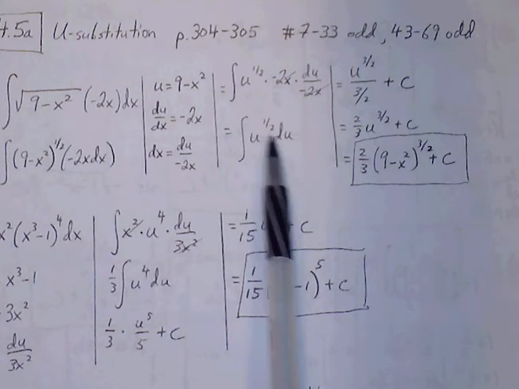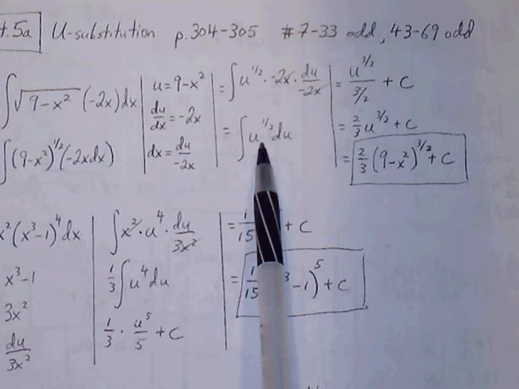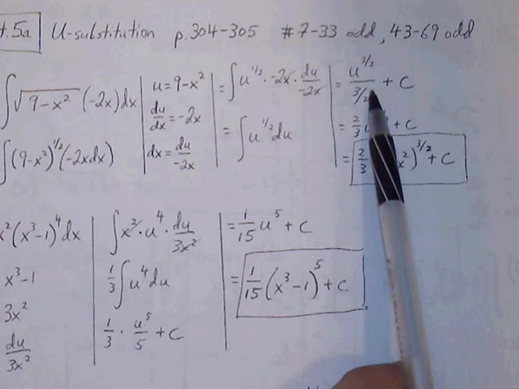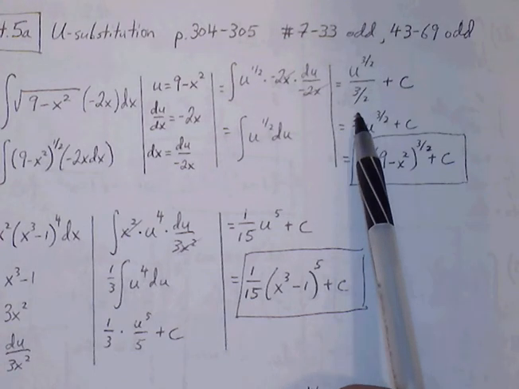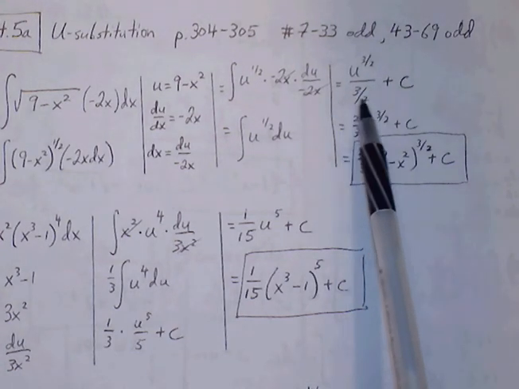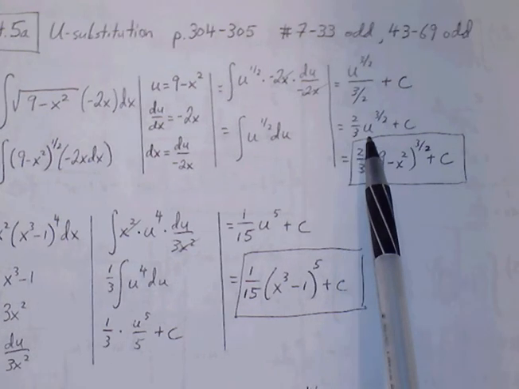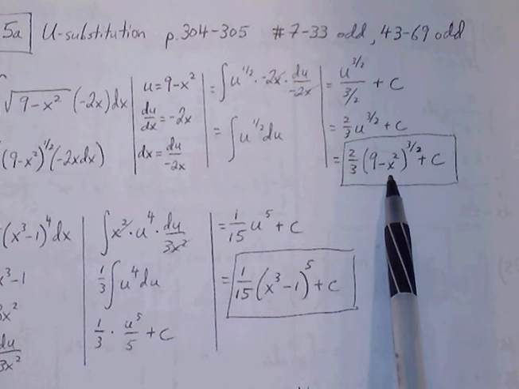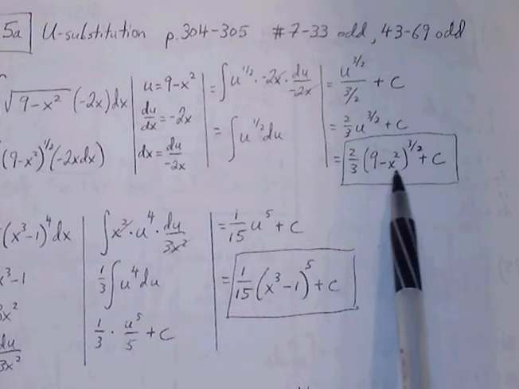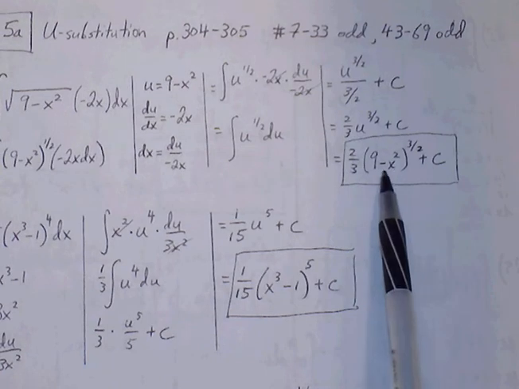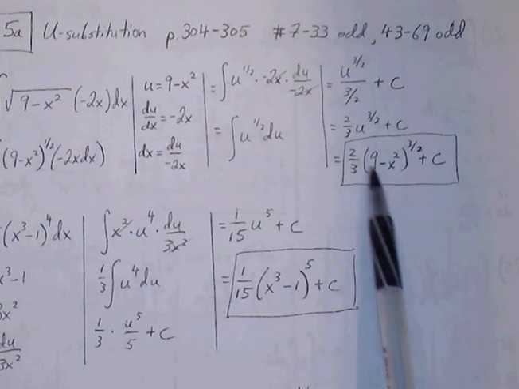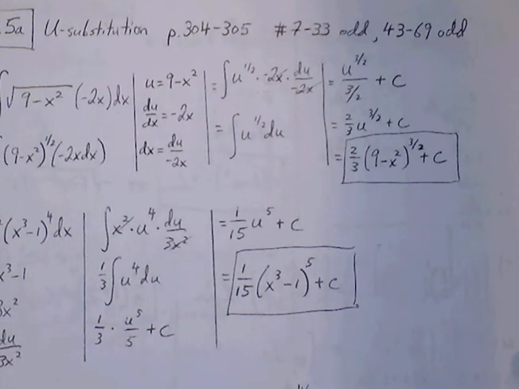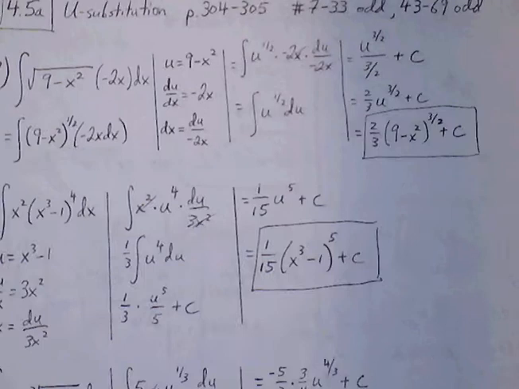Okay, u to the 1/2 du. Simply go through power rule. So u to the 3/2 over 3/2 plus c. We can resolve the complex fraction. Bring the 3/2 up as 2/3. And then finally replace our u back with our original variable x. So 2/3 times 9 minus x squared raised to 3/2 plus c. Or you can rewrite this as a radical solution, 2/3 times the square root of 9 minus x squared cubed plus c. Okay, 13.